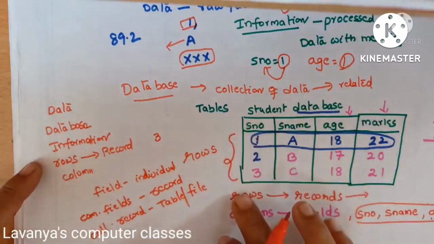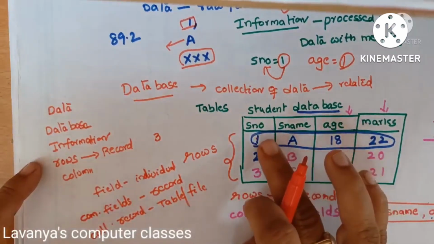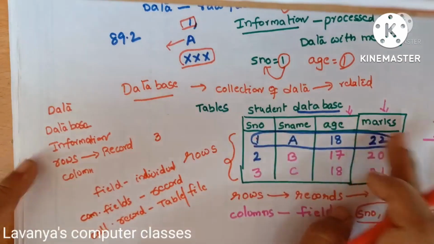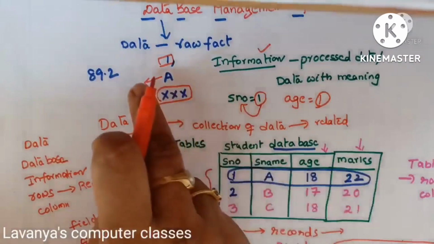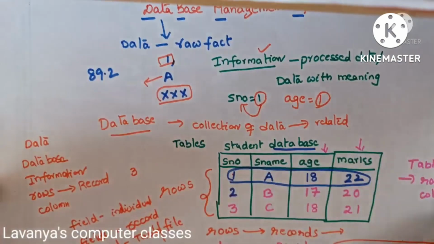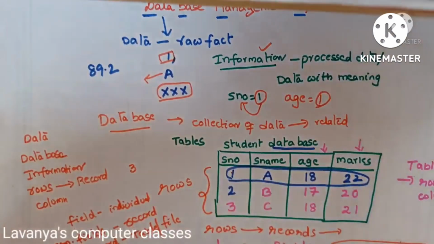In this, how many records are there? There are 3 records. How many fields are there? There are 4 fields. So this is a small introduction about database management system. After that I will explain some more, including what the full form of DBMS is.